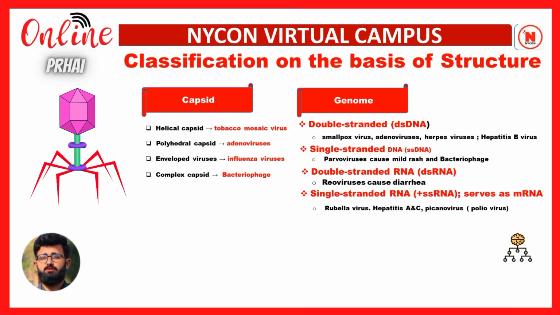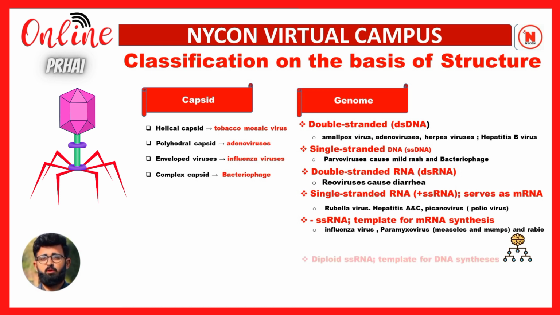Now, some are negative-sense single-stranded RNA viruses. Negative-sense RNA is that which cannot act as an mRNA, but is used as a template for mRNA synthesis to manufacture protein. For example, influenza virus, paramyxovirus, measles and mumps, and rabies.